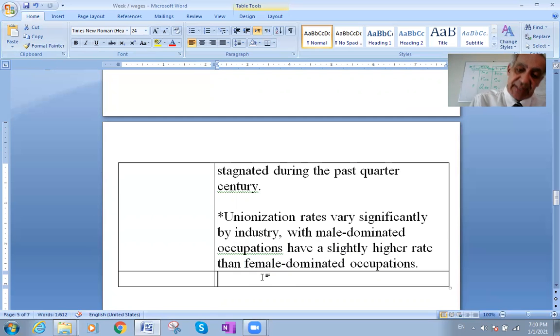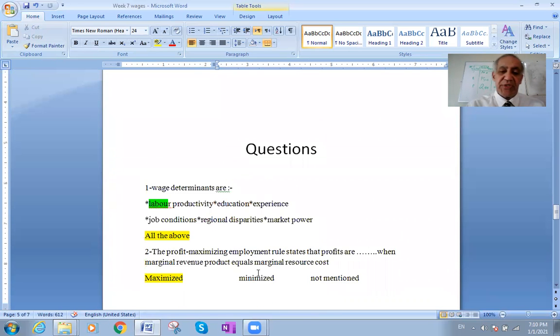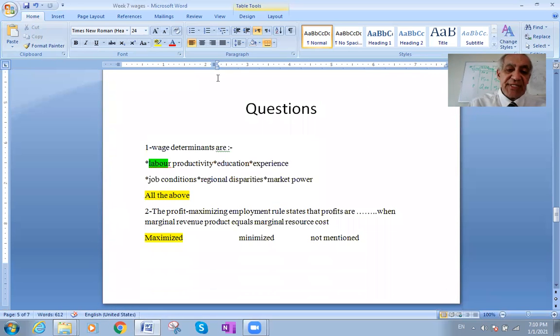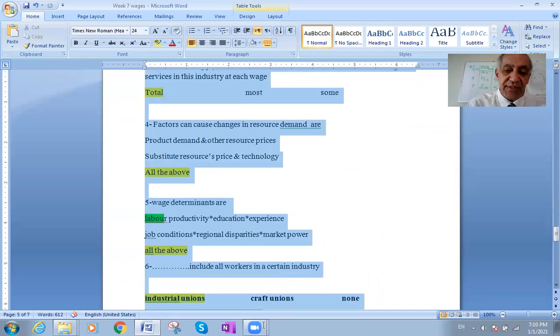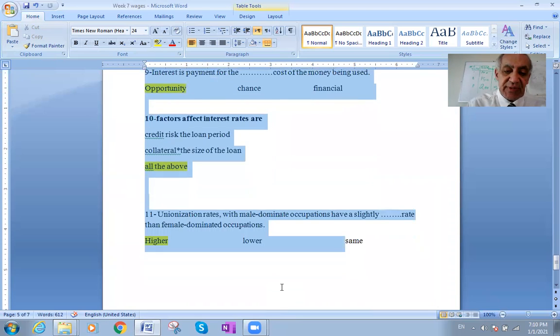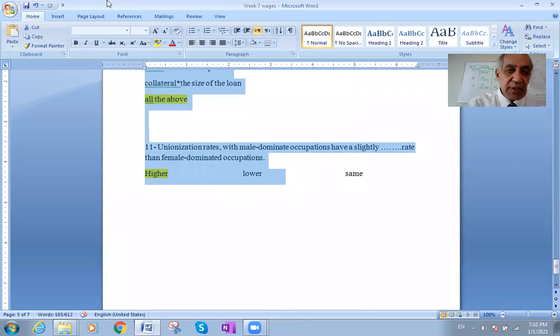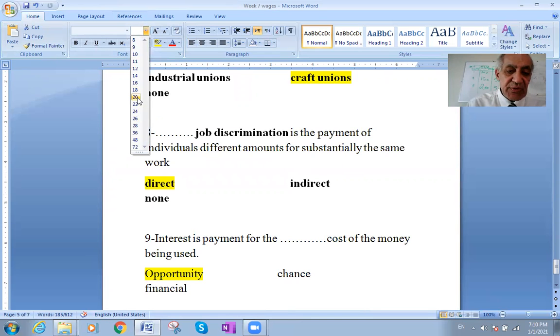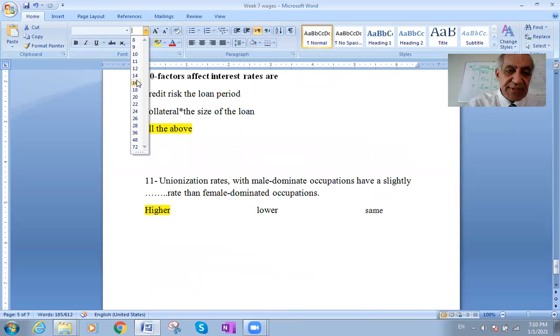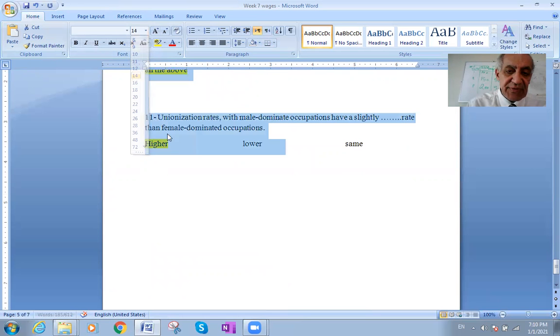I'm talking about Canada. Let's go for the questions now and see what they mean here. What are those questions about? I think it will be fine if it is 20, or 16, or 40. Let's make it 40. Okay.